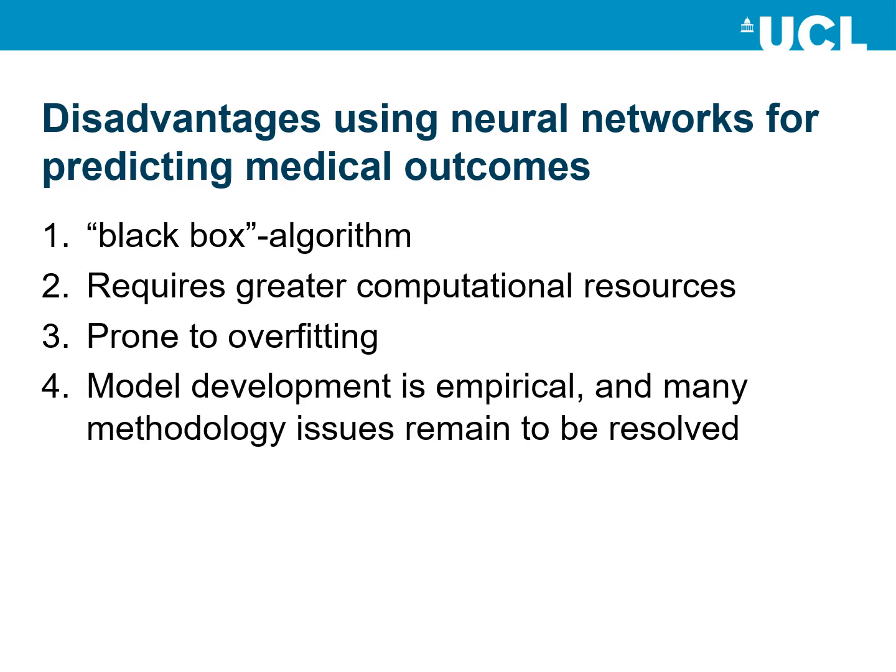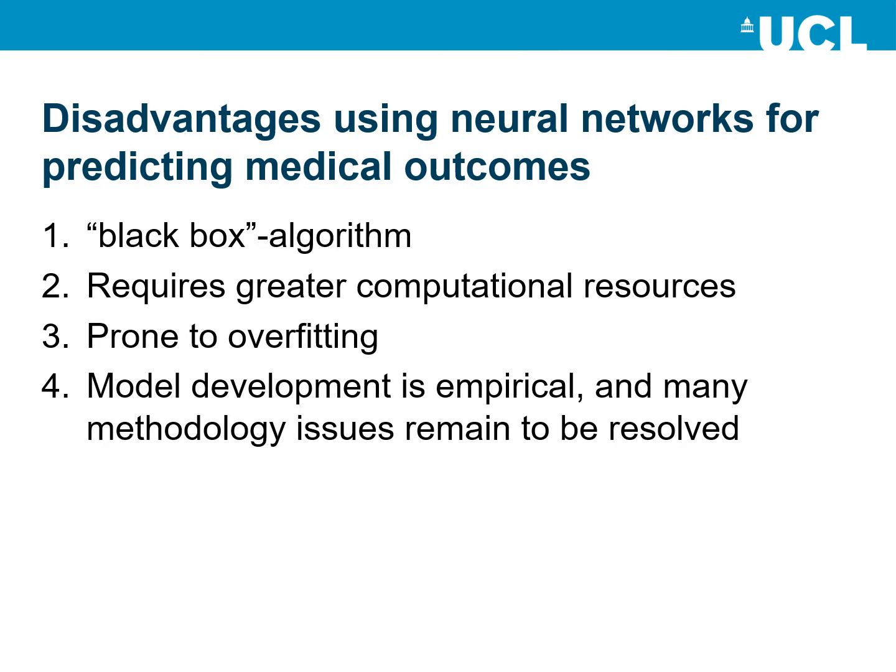What are the disadvantages of using neural networks for predicting medical outcomes? Firstly, it's a black box algorithm. All the knowledge is stored in the weights of the individual trained neural network. It's very hard to achieve a feature ranking based on the weights. For that reason, it's very hard to identify a specific interpretation why a neural network came up with a specific solution.